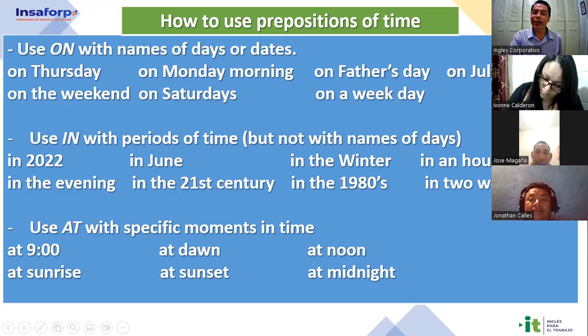On July 2nd. On July 2nd. This is a day, right? But also look, when I use days and parts of the day. Cuando uso el día y parte del día. On Monday morning.